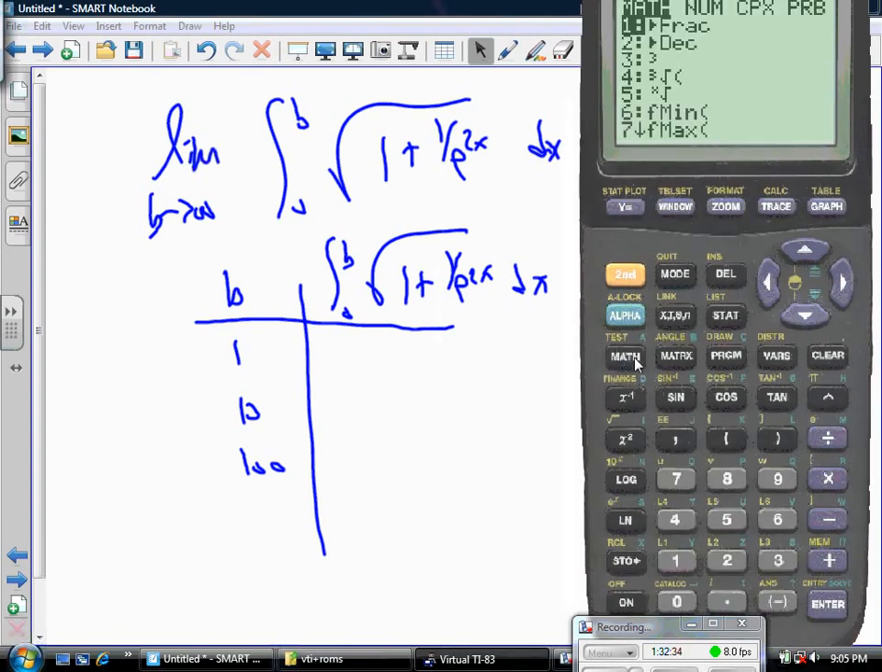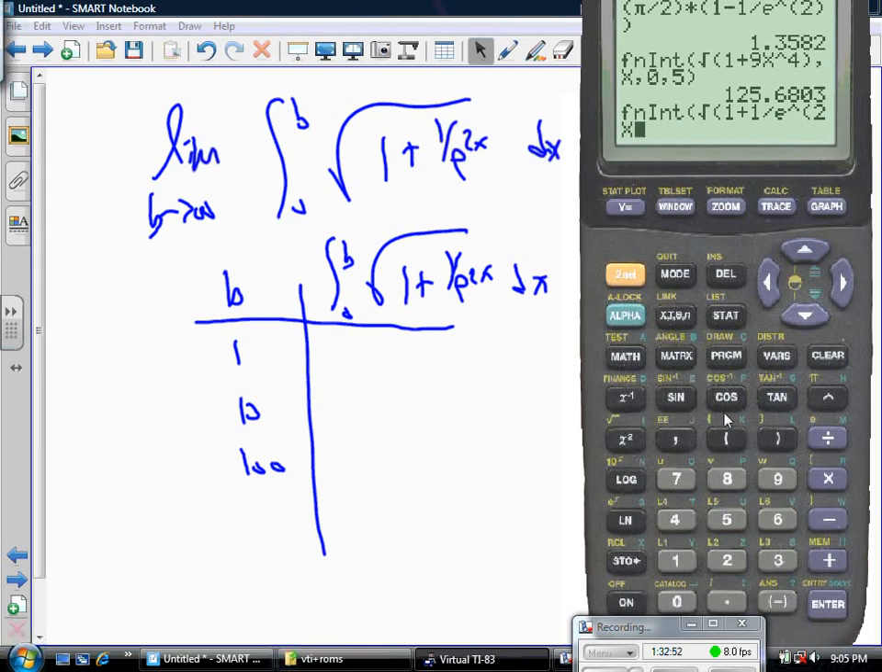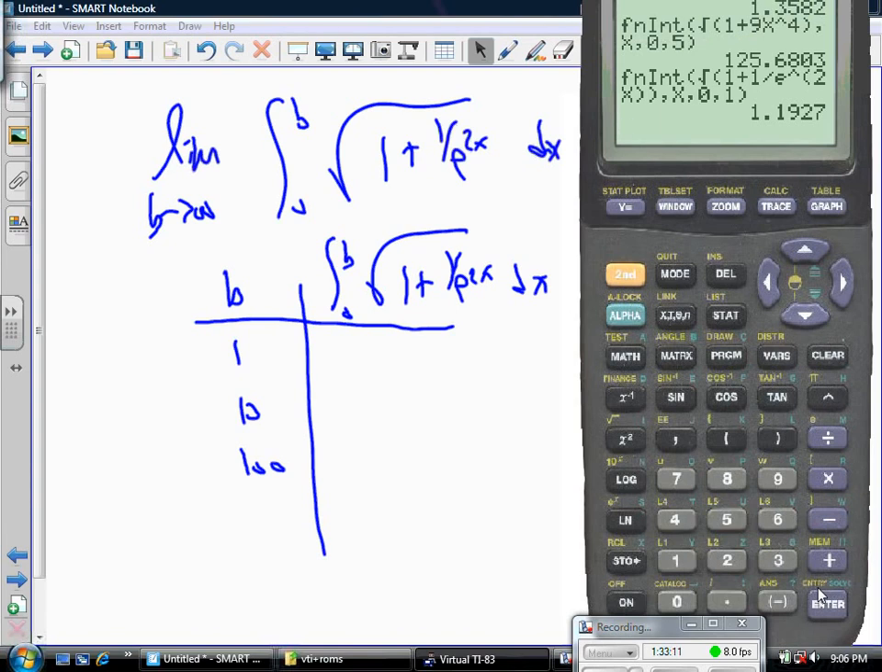All right, so I'm going to do a math 9 of the square root of 1 plus 1 divided by e to the 2x, or you could just write e to the negative 2x instead of 1 divided by e to the 2x, close the radical, comma x, comma 0, comma 1. Did I do anything weird? Questions? So let's see what that is in fix 4. I'm in fix 4, I think. All right, so I get 1.1927.